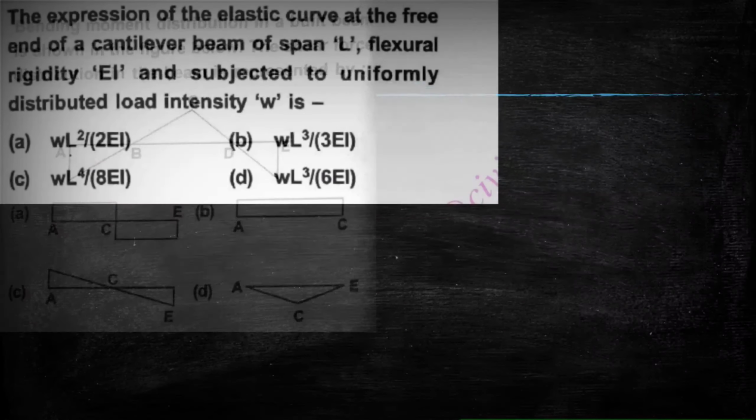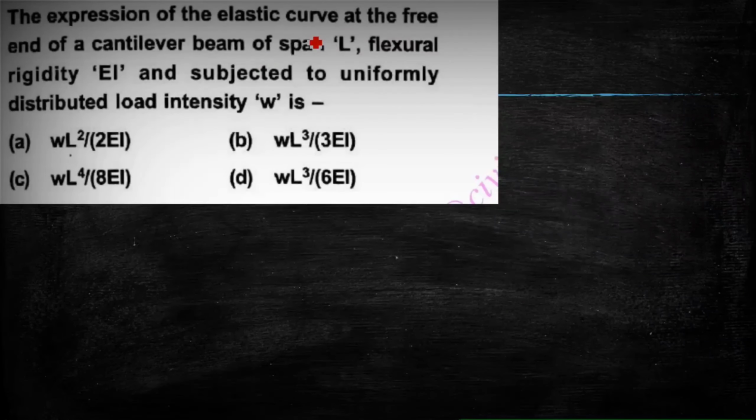Moving to the next question, we have the expression of elastic curve at the free end of a cantilever beam of length L, flexural rigidity EI, subjected to a uniform distributed load of intensity W. This is a memory based question. You must remember the deflection value for the cantilever. It will be very difficult to find all the deflection values for beams, so standard values must be remembered. Option A WL square by 2 EI, option B WL cube by 3 EI, option C WL to the power 4 by 8 EI, option D WL cube by 6 EI. So option C, WL to the power 4 by 8 EI, is the correct answer.